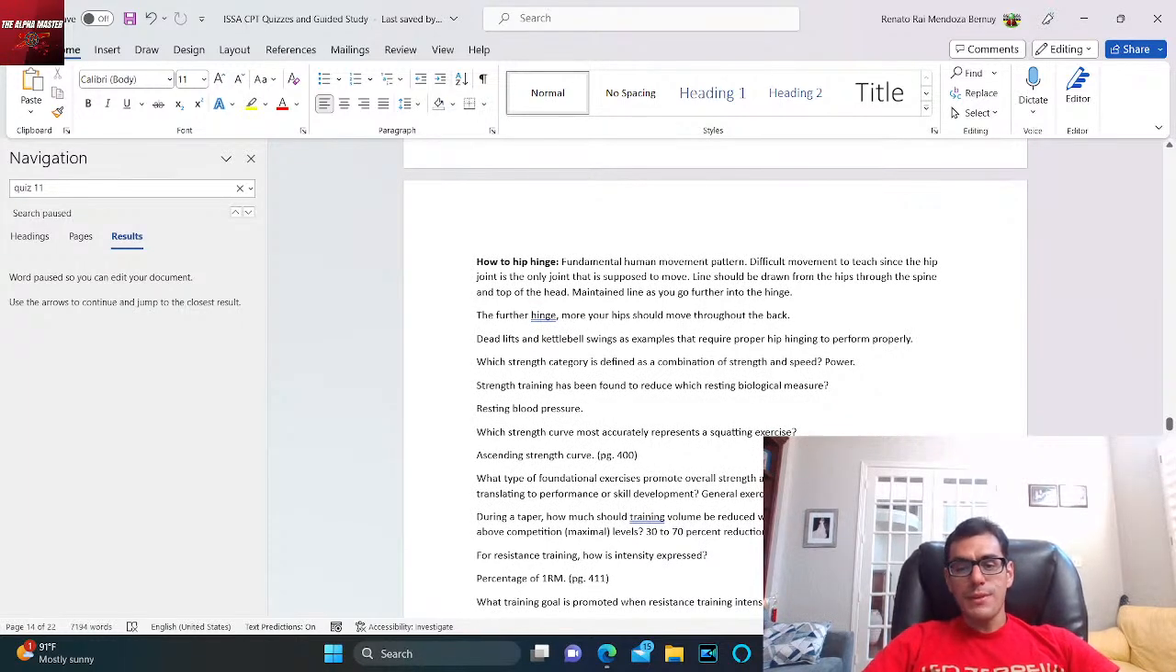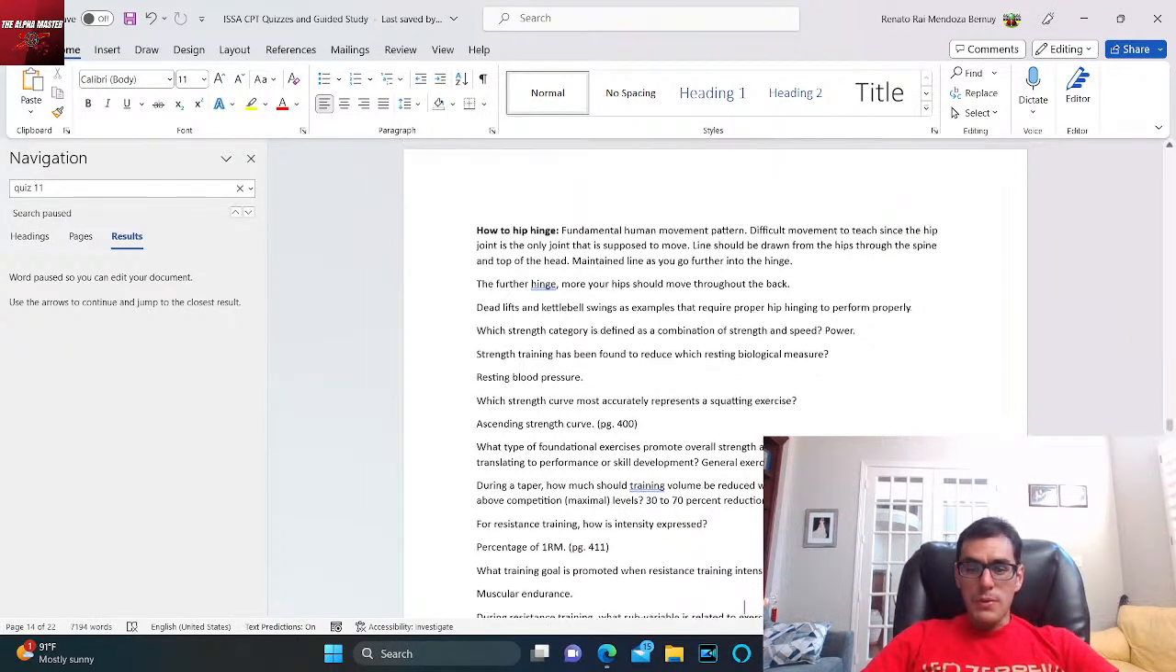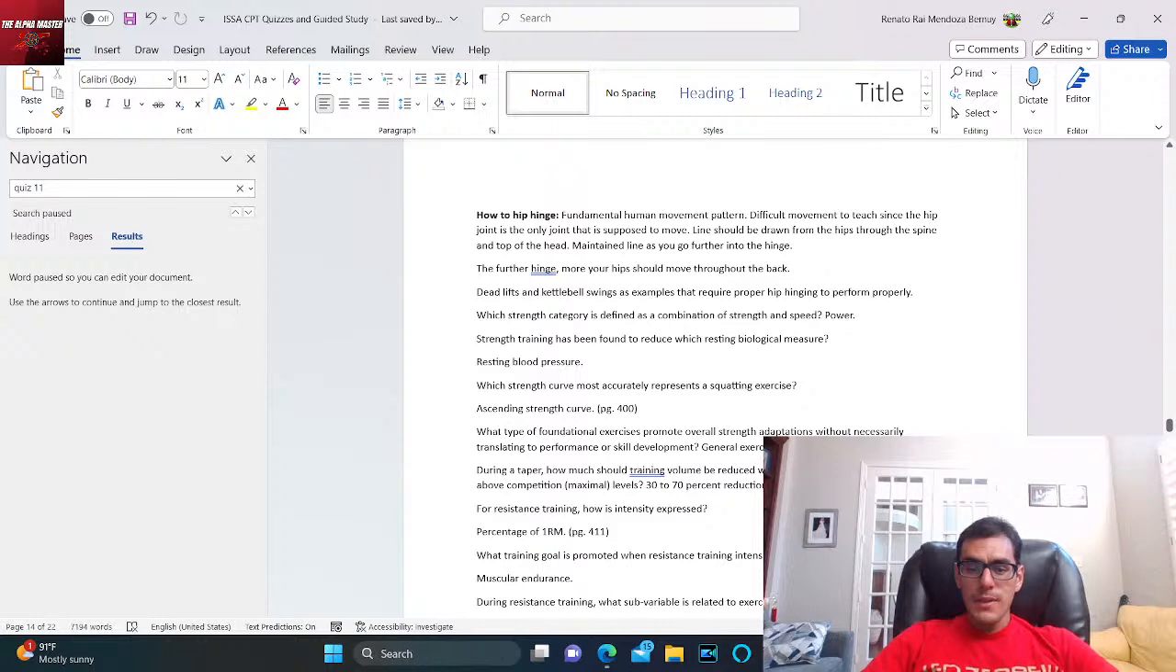What training goal is promoted when resistance training intensity is below 67% of one repetition max? It's going to be muscular endurance.